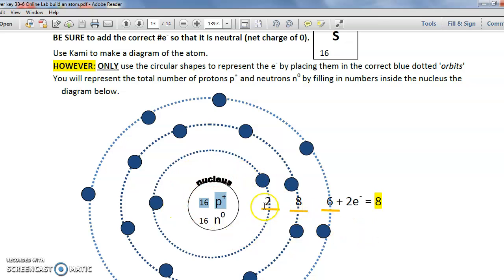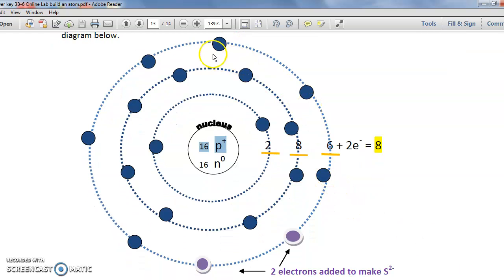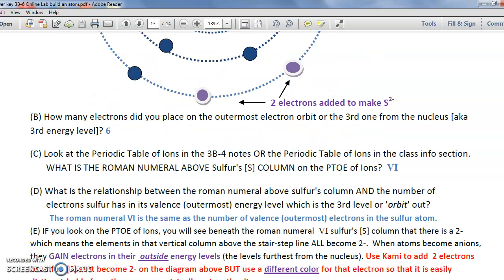So we put 2 on the first level. That's all it holds. We put 8 on the second level. That's all it holds. 2 and 8 is 10. So now we would have 16. To get 16, we would put 1, 2, 3, 4, 5, 6 electrons on there. These purple ones were added for a later question. So sulfur starts with 2 on the first level, 8 on the second level, and 6 on the third level, 6 on its outermost level or valence.